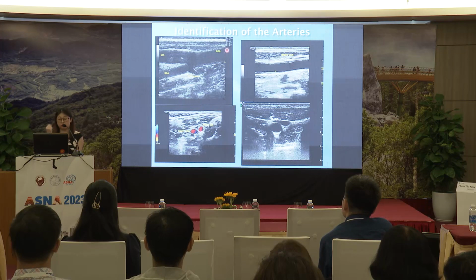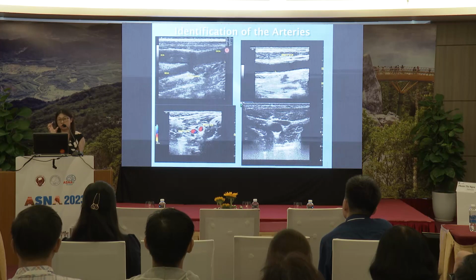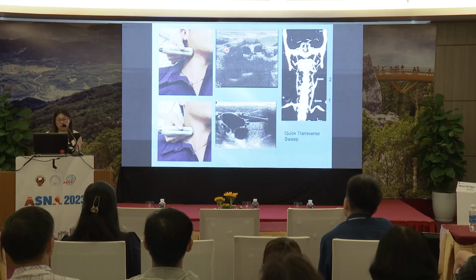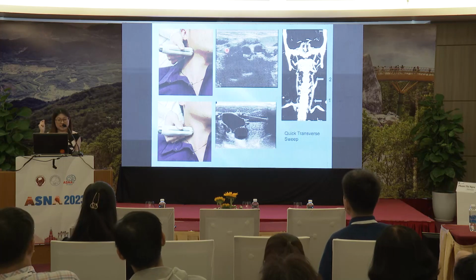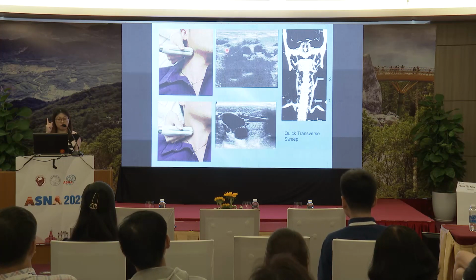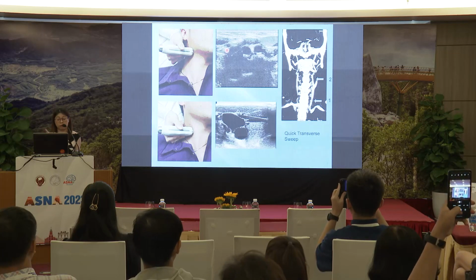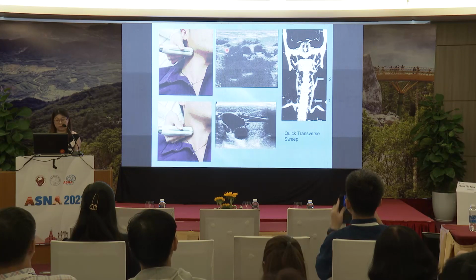Better you just see if there is a branch, must be ECA. If there is no branch, usually ICA. If high flow velocity, high resistance flow, must be ECA. If low resistance flow, must be ICA. This is the baseline that you need to remember, the demarcation. And I will show you how to find the ECA and ICA during the demonstration later.